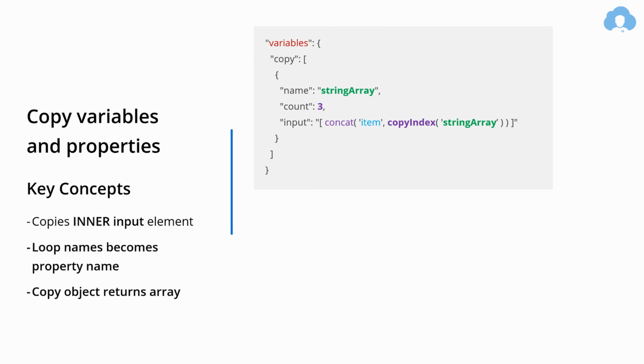So if you have a variable and a copy element within that variable, and you specify the name string array, count of 3, and concatenate the name of the item with the copy index. What this will return is a string array. As I said, the name of the loop becomes the name of the property, in which case creates a variable called string array with 3 items because the count was 3, ranging from 0 to 2, because we concatenated the copy index with the item name.